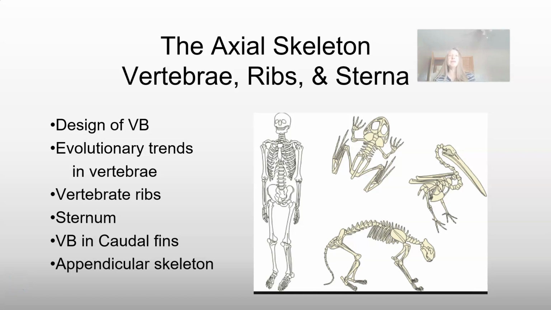Today we are going over the axial skeleton. And the axial skeleton, what does that include? Well, it includes vertebrae, the ribs, and the sternum. So we're going to focus on evolutionary trends, the design of the vertebrae and these bones in general, as well as the vertebrate ribs. We're going to talk again about the sternum, and then vertebrae in our caudal fins in general, so vertebrae in our fish especially, and of course we're going to get into the appendicular skeleton.